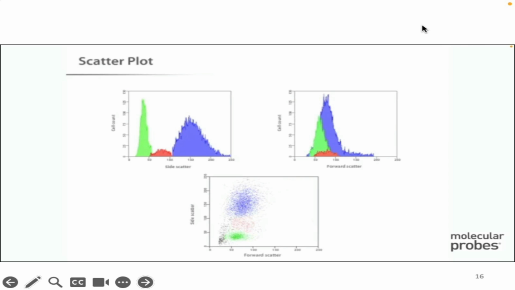So here, this is their side scatter. They've got the not so granular, the medium granular, the very granular. This is their forward scatter, where it was mostly smallish, with a few really biggish. And here they've put the same things on two graphs, or on two axes.